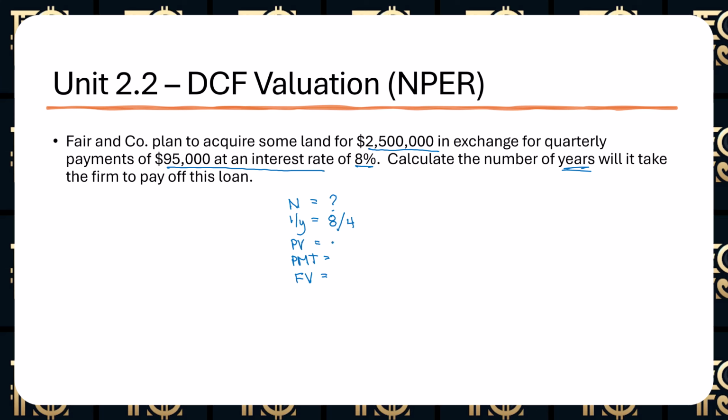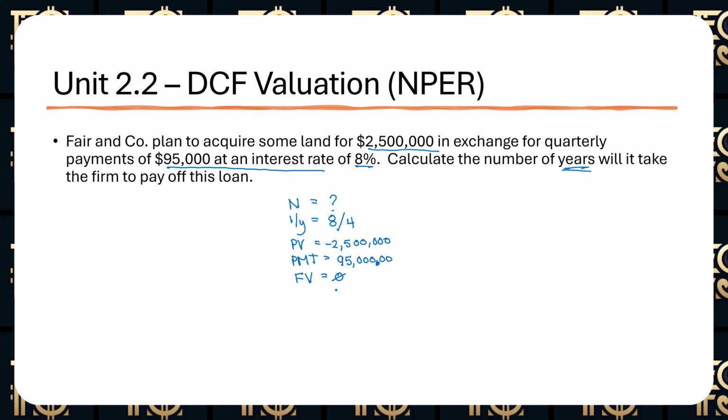They're buying some land. That would be an outflow, so we'll go ahead and make that one negative. And then they're going to make quarterly payments of $95,000. Oops, that's a 0.00. And the future value of this will obviously be 0.